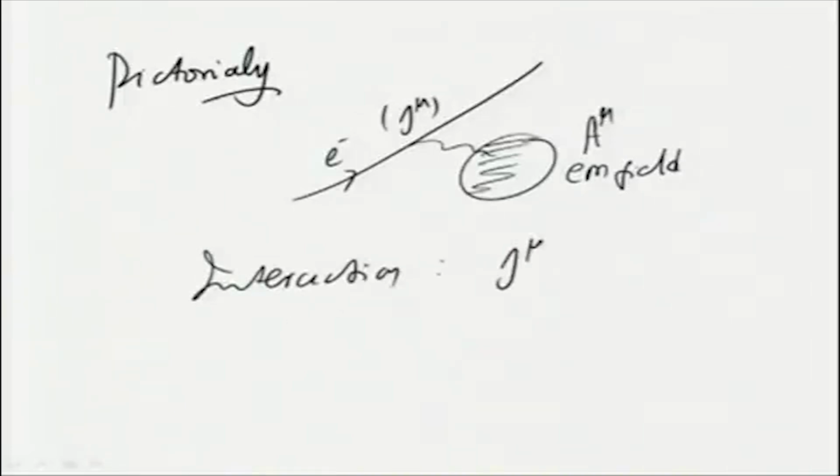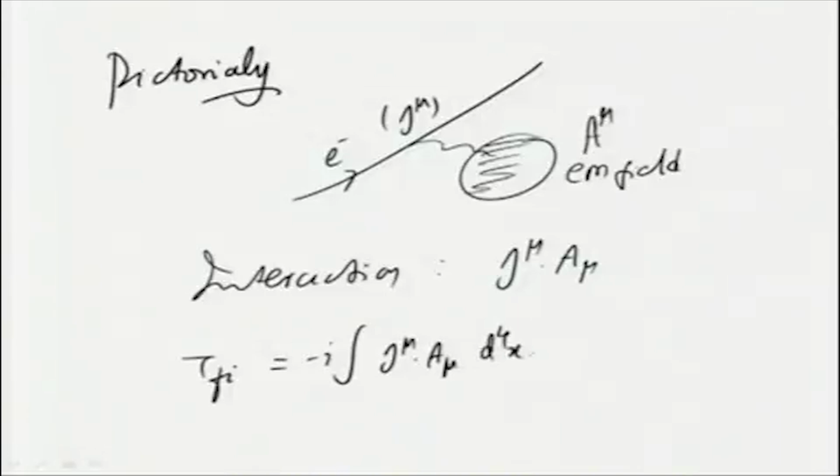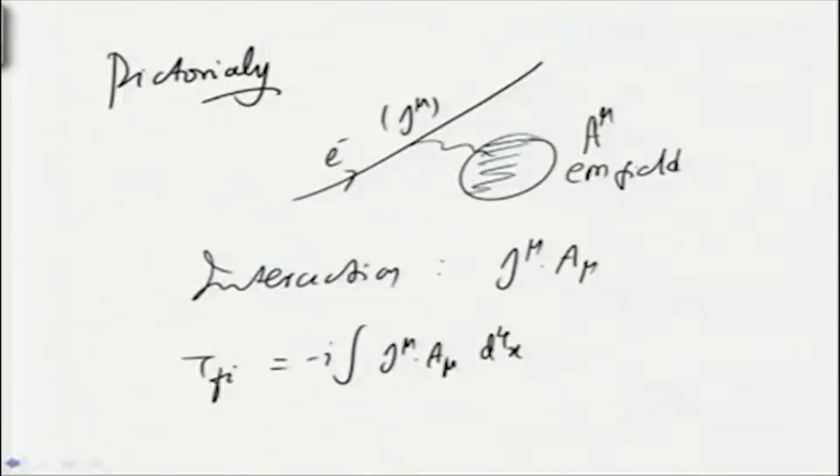is basically between the current and the electromagnetic potential, and the transition amplitude, when you have the initial and final state wave functions included in the current or interaction amplitude, is given by minus i j mu A mu over the volume d4x. We will consider more aspects of this as we go. Now, let us look at this electromagnetic potential A mu a little more.